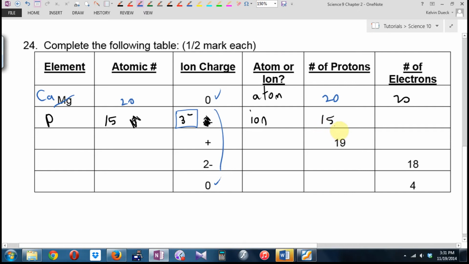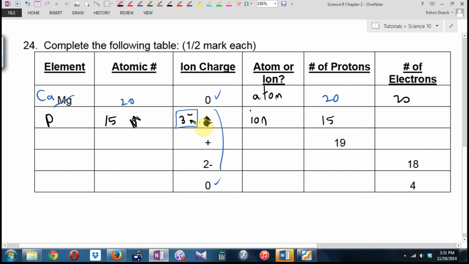No. Electrons. You're doing neutrons. Electrons. 15. I didn't ask anything about neutrons in this question. Neutrons is where you do the math. Do you see neutrons anywhere in my chart? Stop doing math. Don't need to. Ready? So, normally, if it was an atom, how many electrons does phosphorus have? 15. What does this mean?